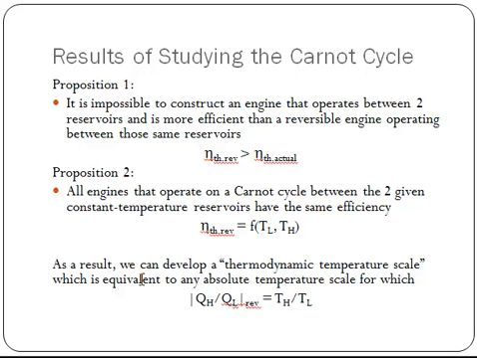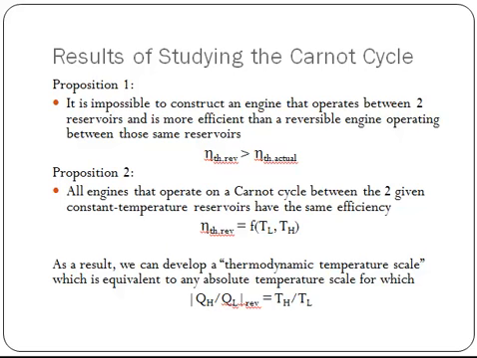Okay, this is the one that we use when you're talking about Kelvins, or in English units using Rankine. And this result tells me that the ratio of the heat transfers in absolute value is equal to the ratio of the temperatures if I use this absolute temperature scale. Now, this is only going to be valid for a reversible cycle or a Carnot cycle.